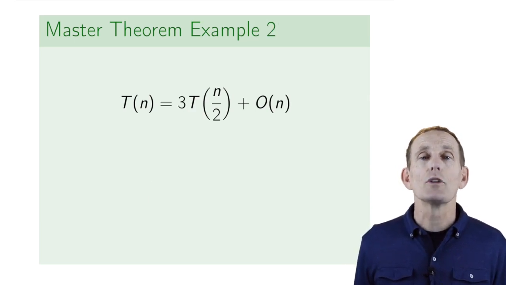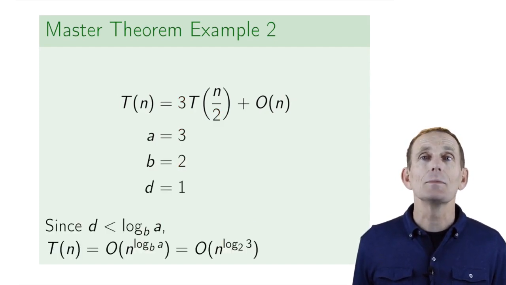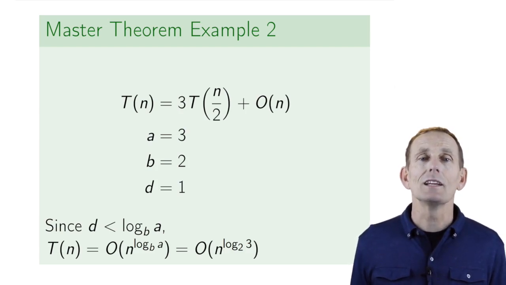If now we change the 4 to a 3, a is 3, b is 2, d is 1, now d is still less than log base b of a, because log base 2 of 3 is greater than 1. And so, again, we're in case 3. T(n) equals big O of n to the log base b of a, which equals big O of n to the log base 2 of 3.